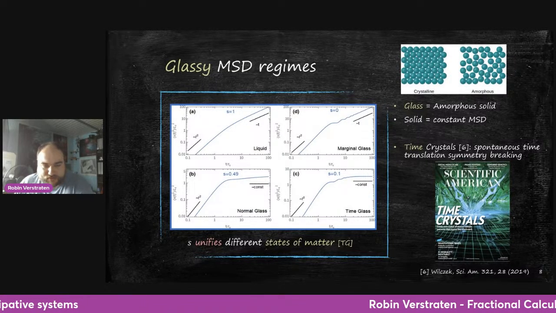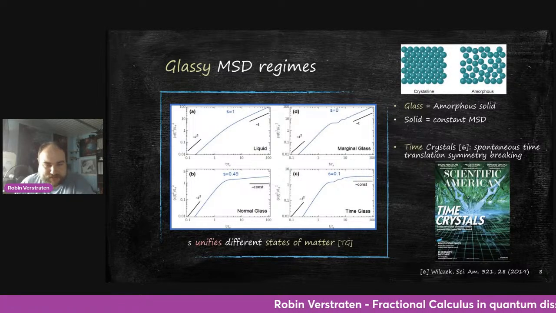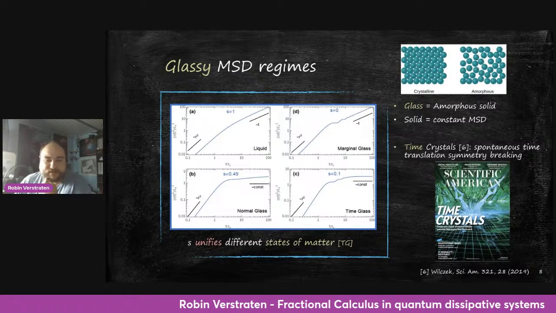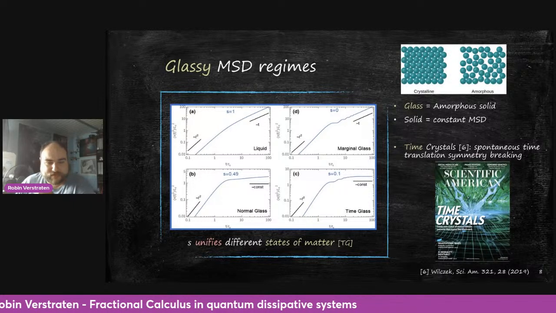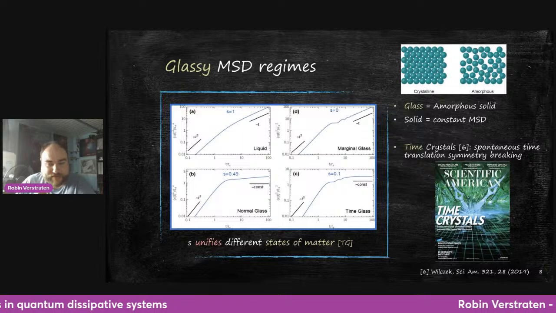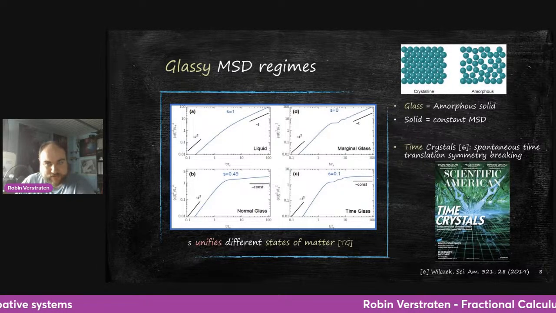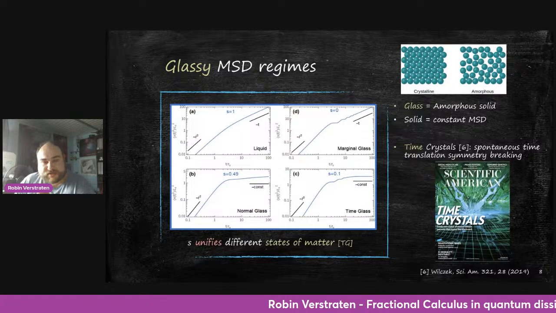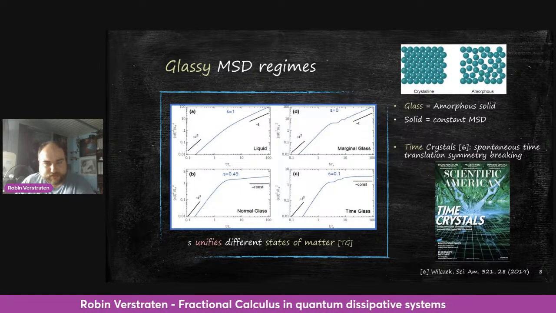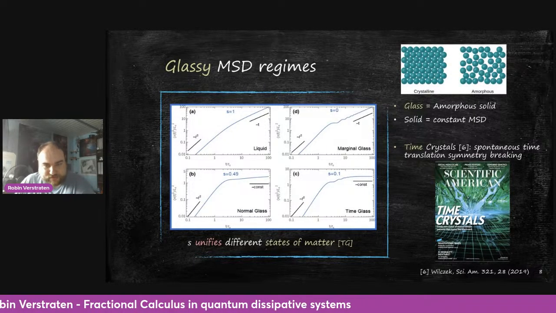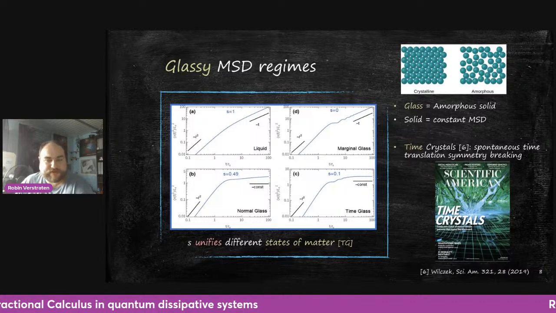Now, one last comment about the time glass is that what you can clearly see in these figures is that this s, the order of the fractional derivative, is able to unify all these different phases of matter into a single equation. So this is a very powerful tool in order to unify different theories together, and perhaps even, just like the time glass, find new phases in between.